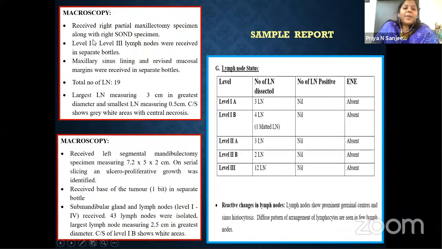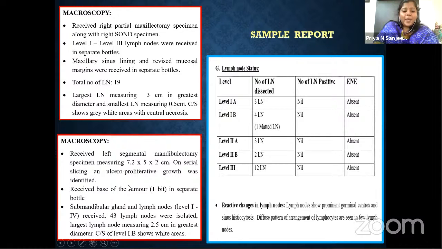Received right partial maxillectomy specimen along with right SOND specimen. Level 1 to 3 group of lymph nodes were received. If it is in a separate bottle, mention it. Then other things like maxillary sinus and revised surgical margins received. Total number of lymph nodes obtained. And the largest lymph node measuring the dimension in its greatest diameter, and the smallest lymph node can also be written. Then the gross appearance, that is cut section, can be mentioned, especially when there is necrosis, so that you can correlate that with the histology.